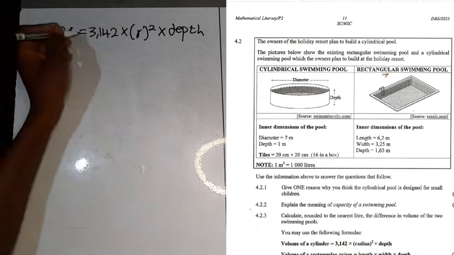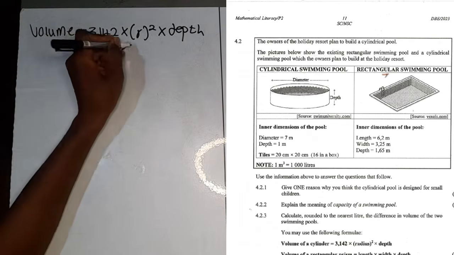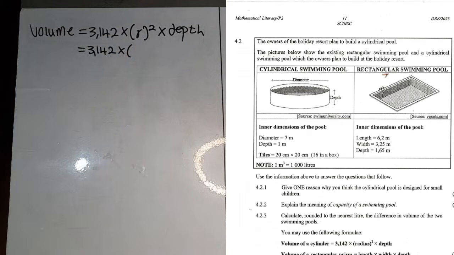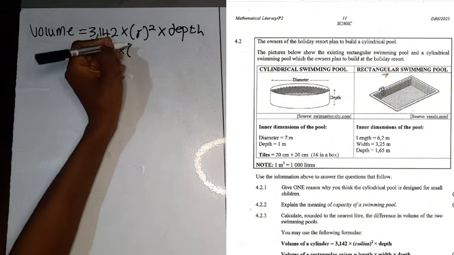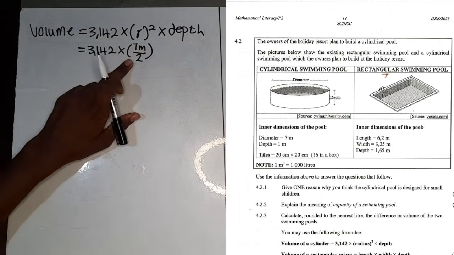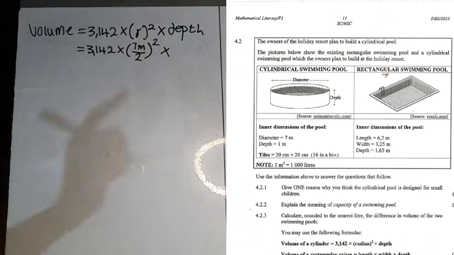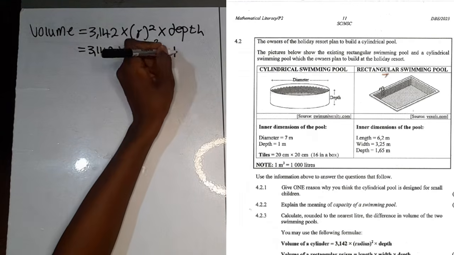So now we are going to substitute. So it is going to be 3.142 multiplied by, so when you look at our dimensions, you will notice that we do not have the radius. Instead, we have the what? The diameter. And remember that when we calculate the radius, we just take the diameter and divide it by 2, and that will give us the what? The radius. So in our brackets, we're going to say the diameter, which is 7 meters, divided by 2. That means that the brackets will give us the radius. And then we also put the square as well, multiplied by the depth. The depth of the pool is only 1 meter.